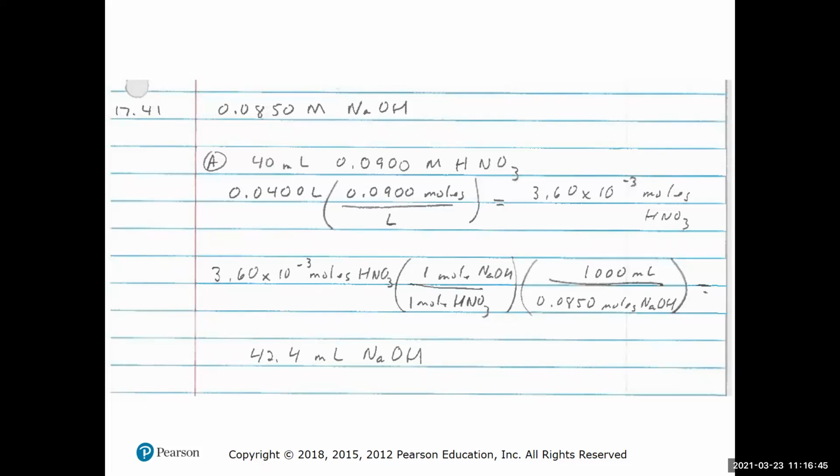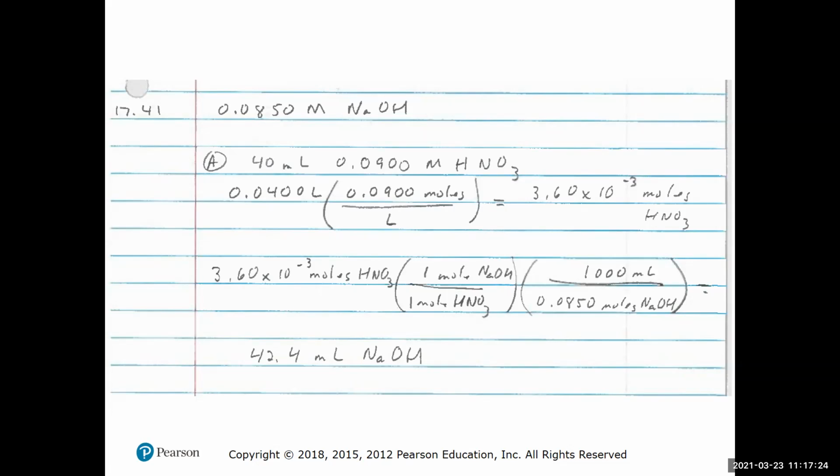So the first thing we want to do is let's figure out how many moles of acid do we have present. Just as in the previous problem, we said we have to be working in moles and liters. And we're given 40 mils as our start. So first thing is let's convert this 40 mils into liters. That would be 0.040 liters. We multiply that times the molarity, 0.09 moles per liter, the liters cancel. That tells us we have 3.6 times 10 to the minus 3 moles of the nitric acid.